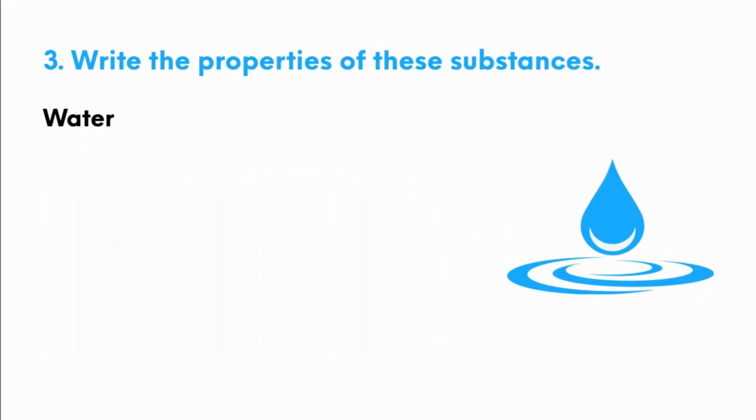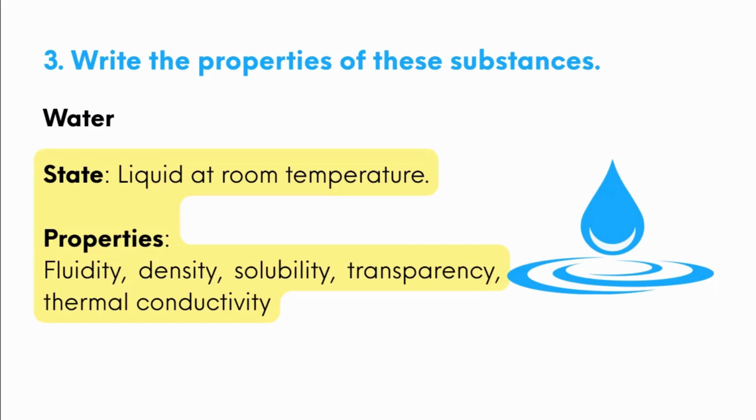Next, write the properties of these substances. The first substance is water. What are the properties of water? Water has the state of liquid at room temperature. Properties: water has fluidity, density, solubility, transparency and thermal conductivity.